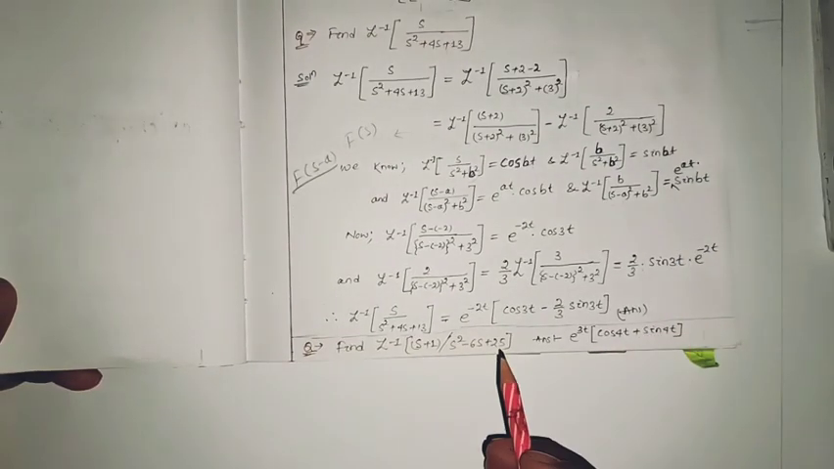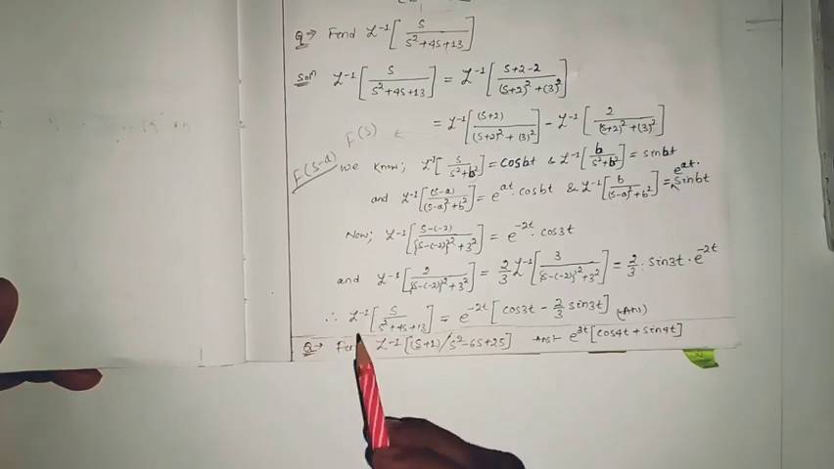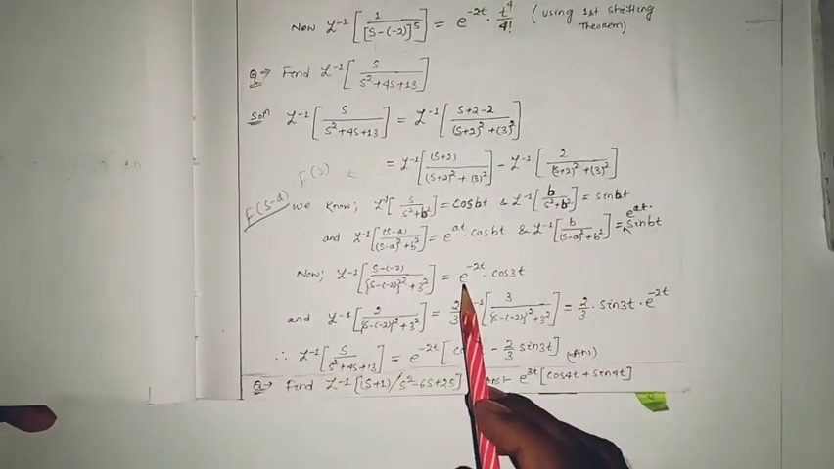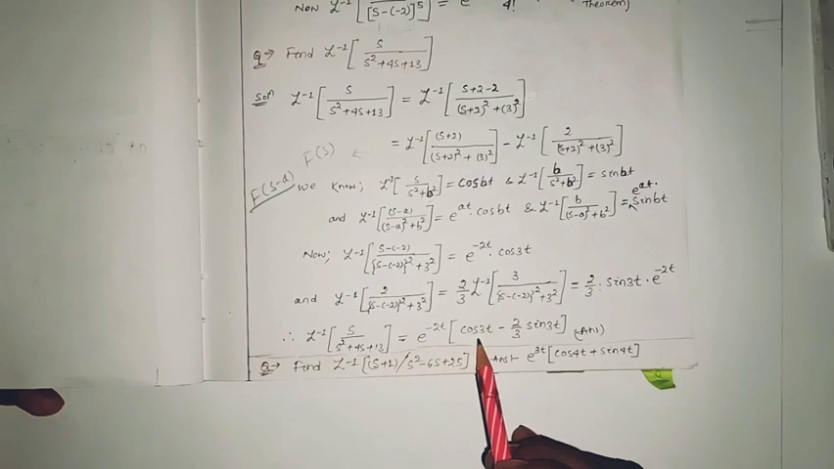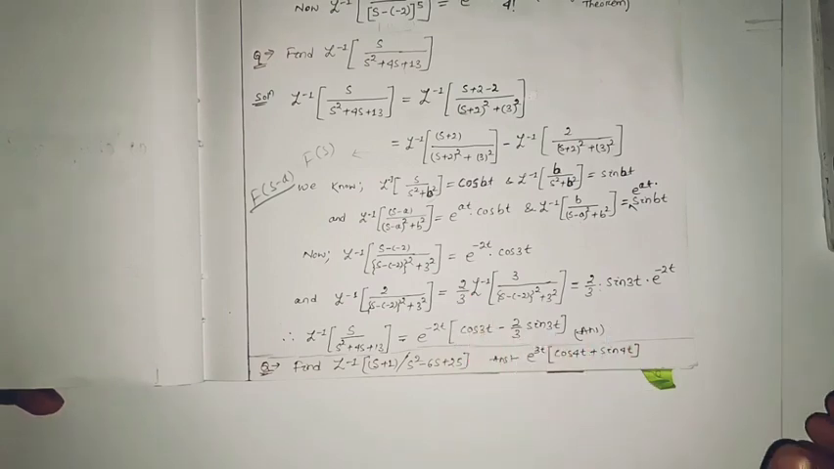So combining, the inverse Laplace transform of this one is equal to e to the power minus 2t, which is common for both terms and is taken outside. So the answer will be e to the power minus 2t times cos 3t minus 2 by 3 into sin 3t.